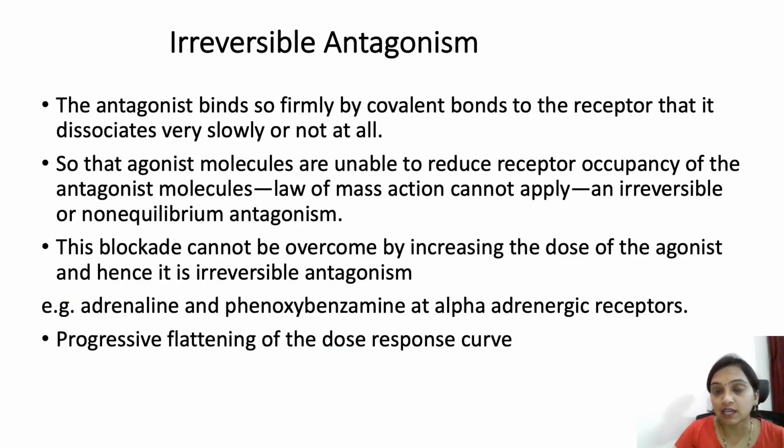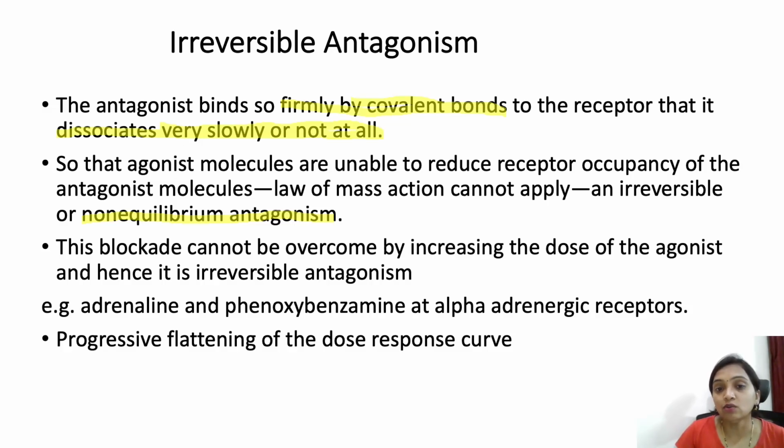Moving on to the next type of antagonism, that is irreversible antagonism, or non-equilibrium antagonism, as it is also called. Okay, here what happens, the antagonist will bind to the receptor so firmly with a covalent bond that it cannot be dissociated, or it will dissociate very, very slowly, or it will not dissociate at all. Covalent bond, as we all know, is a very strong bond, right? So it is very difficult to dissociate.